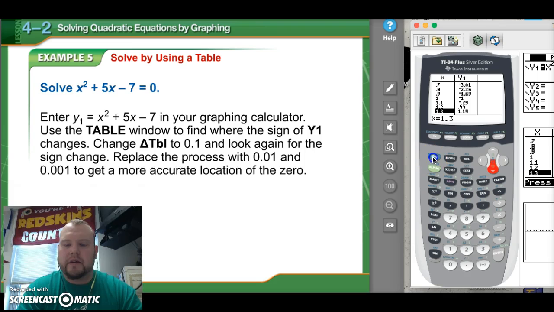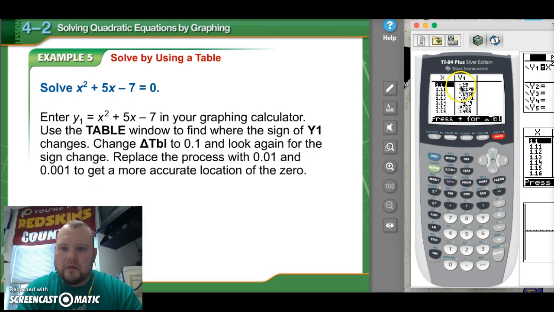So we're going to go back to our delta table second window, change 0.1 to 0.01, and I knew that the 0 happened somewhere between 1.1 and 1.2, so I'm going to start from 1.1. And then I'm going to go back second graph and look at my table again.